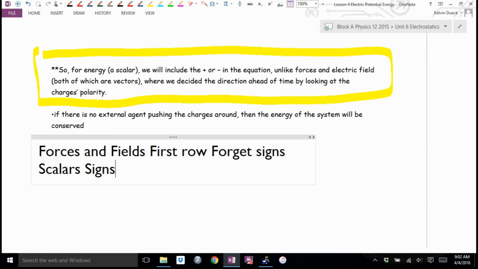Oh, and if we don't have an invisible angel pushing things around, if there's no outside external agent, well then energy will be conserved. We can use conservation of energy. Energy is conserved if there's no outside energy source.